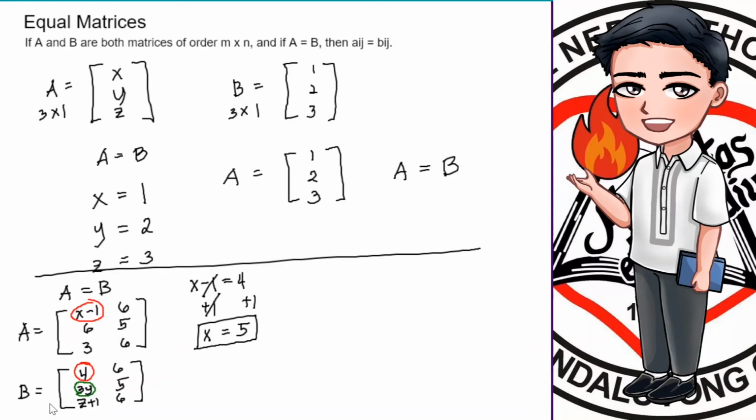What element is located in the same position as 3y? So that is 6. Alright? Now, we can write this one as 3y is equal to 6. So to solve for our y, all we have to do is divide both sides by 3. So we can cancel 3. Y is equal to 2. Okay? Now, how about for the value of z?